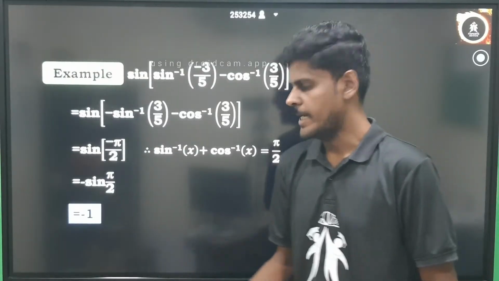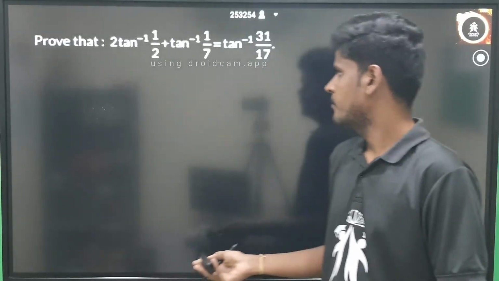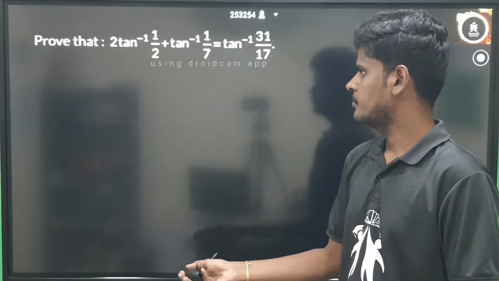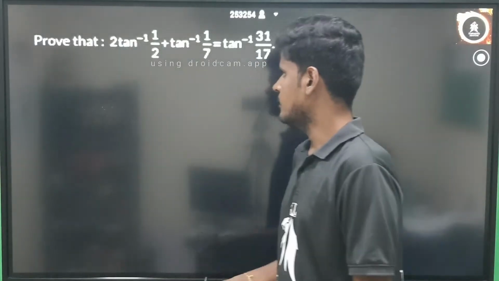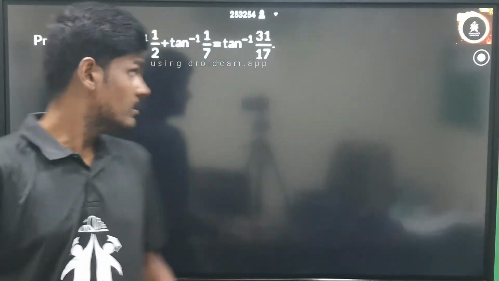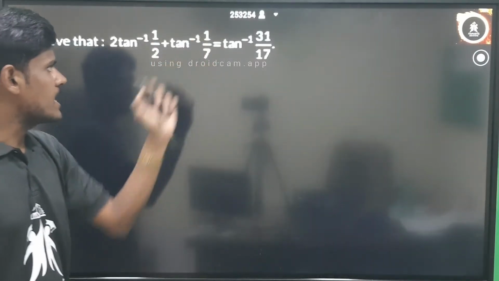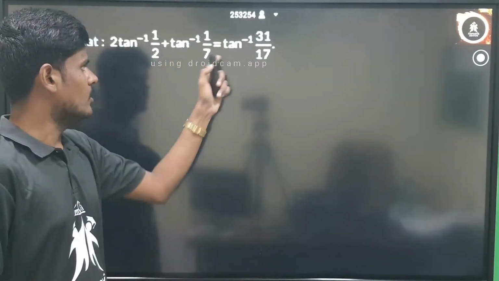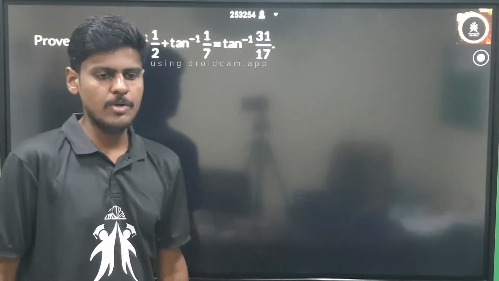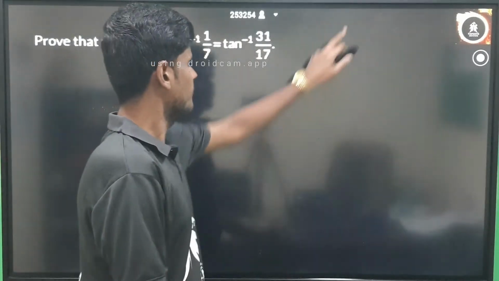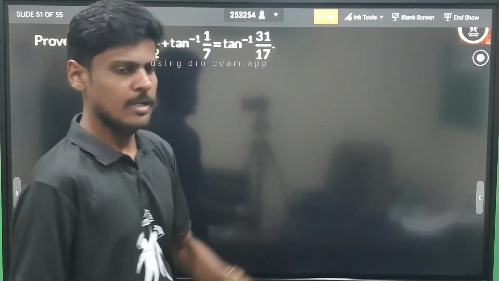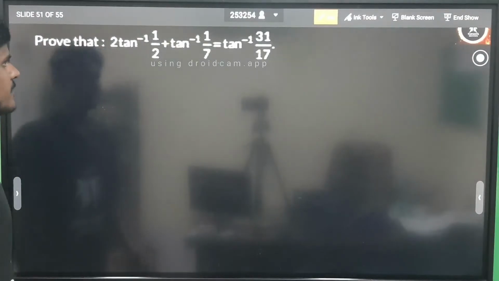So answer is minus 1. Okay, next we need to prove this statement. Prove that 2 tan inverse 1 by 2 plus tan inverse 1 by 7 is equal to tan inverse of 31 by 17. Proof is again very simple.